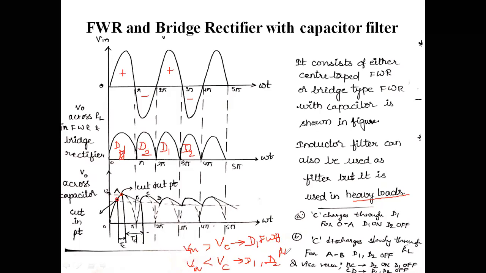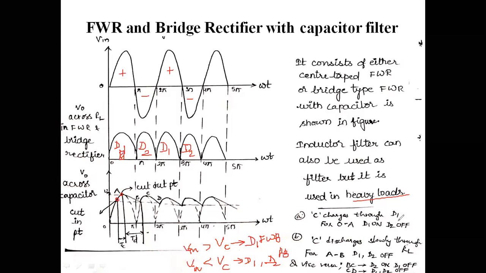Both are in reverse bias condition, and discharging of the capacitor takes place from this point onwards up to this point. From the cut-in point to the cutout point, Vin is greater than Vc. Then beyond this point A, the waveform keeps on decreasing. That means Vin is less than Vc, and diodes D1 and D2 are in reverse bias condition.